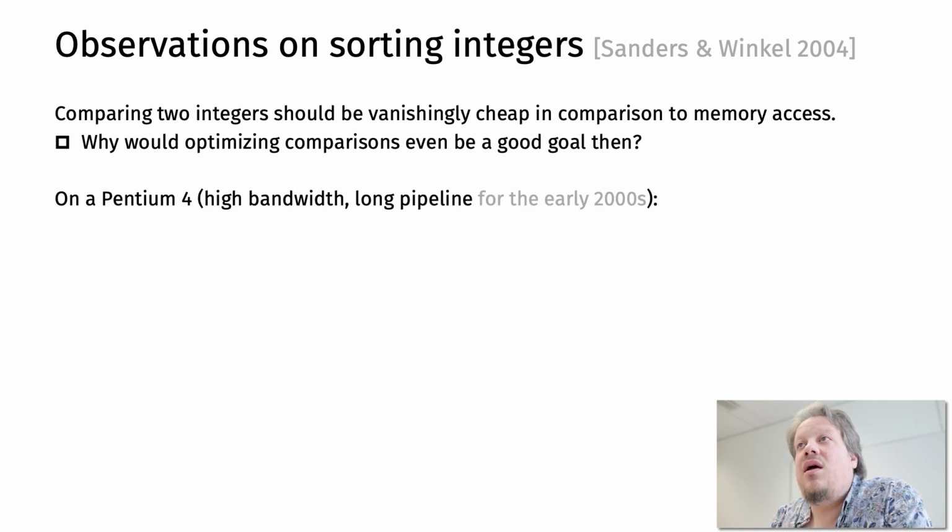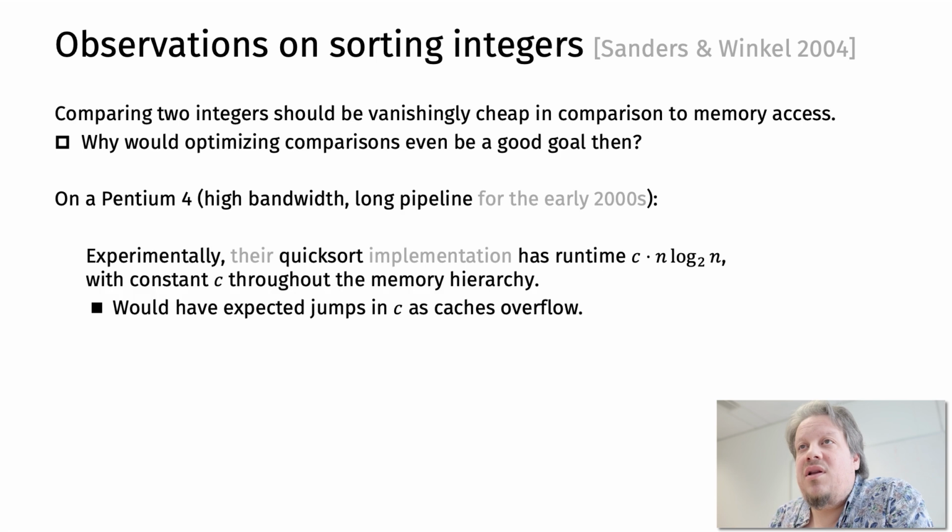So if the comparison itself is so cheap, why would we evaluate an algorithm by how many comparisons it actually does? And so what they do is they look at a Pentium 4, which was a recent processor at the time, which for that time has a high bandwidth and a long pipeline. And so experimentally they see that their quicksort implementation has runtime C times n log n, with constancy throughout the memory hierarchy. What you might expect if you're memory bound is that once you run out of different levels of caches, then C goes up, but it doesn't for them.